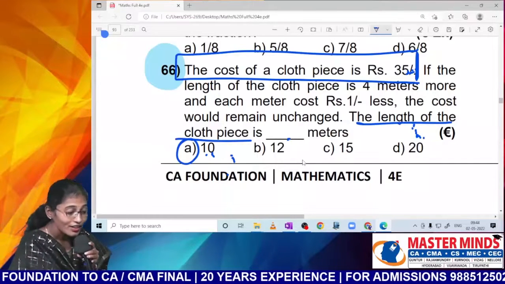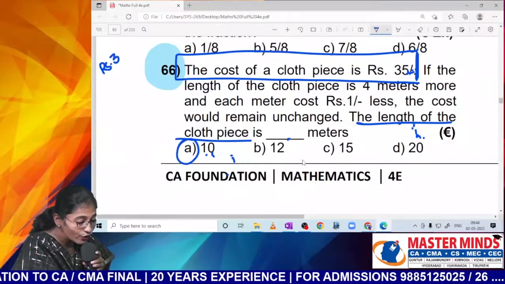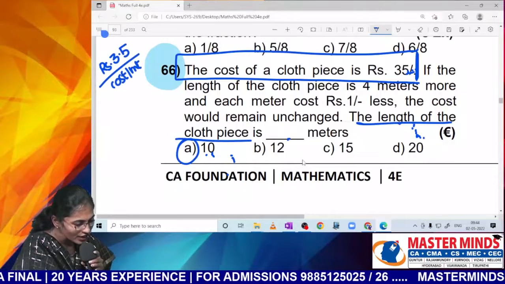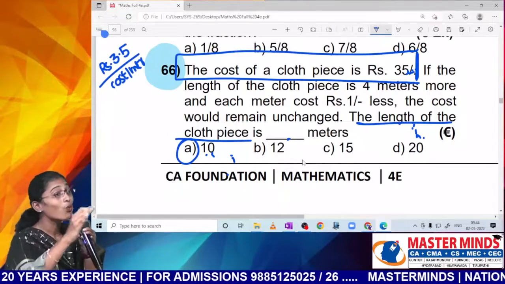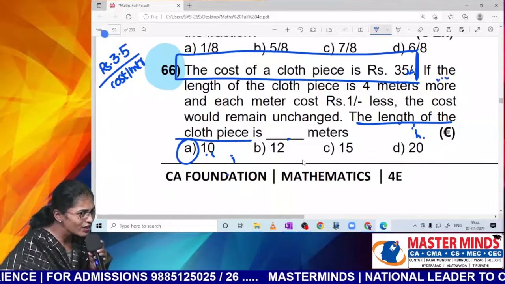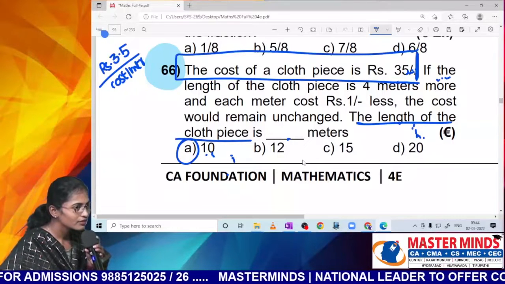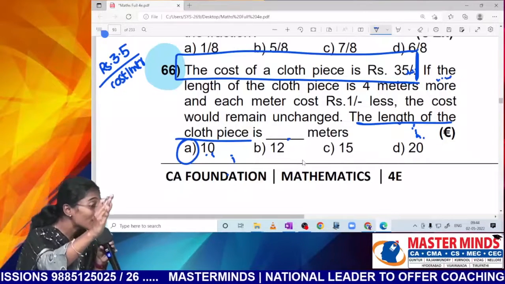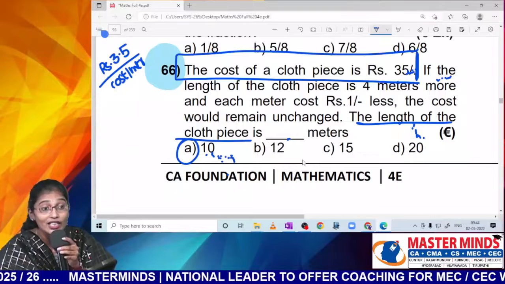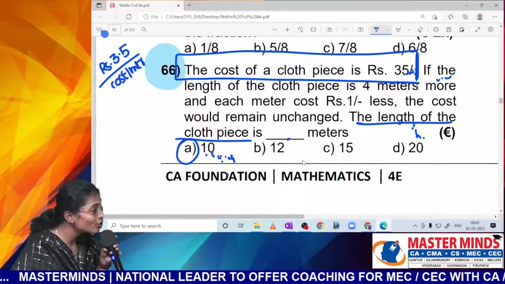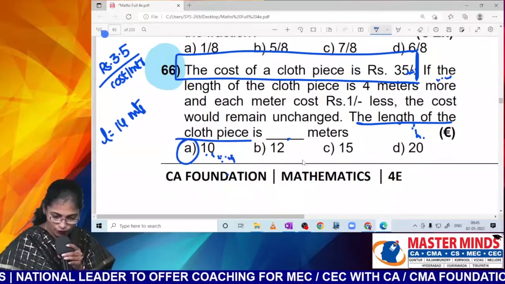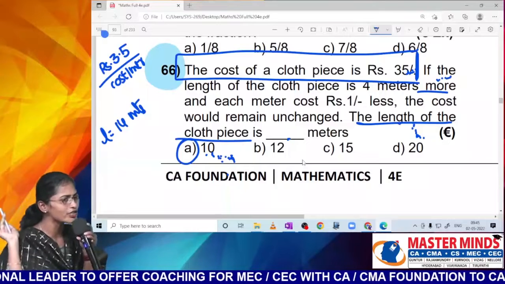Sure? This is the conclusion that I got from my old data. What is the cost per meter? 3.5. Is that clear for you all? Now, what did I tell you? Verify the same thing in the second half. Can you please read out the second half's first line? If the length of the cloth piece is how many meters more? What is your old length, guys? Now, what can be the new length? If the length of the cloth piece is 4 meters more, read out the next line and conclude something else.